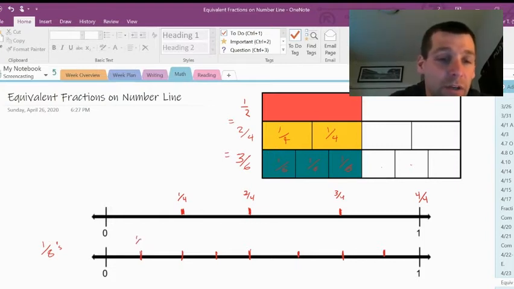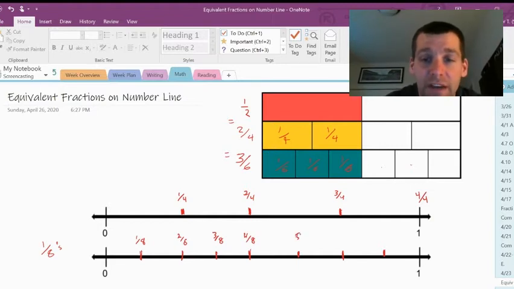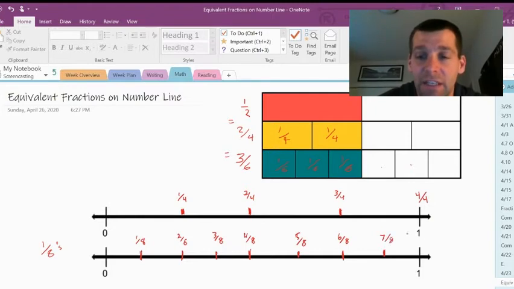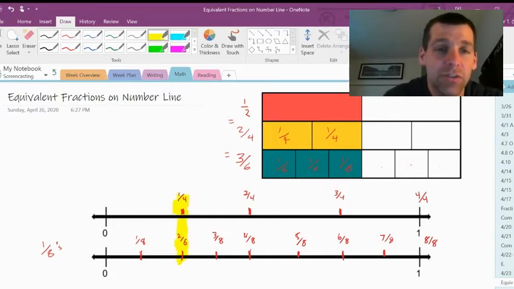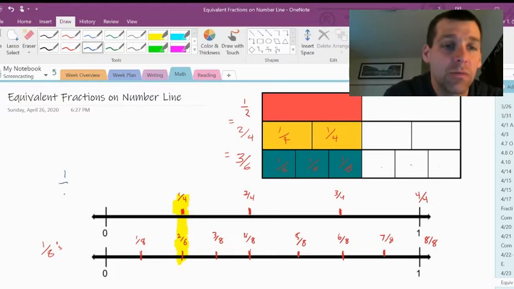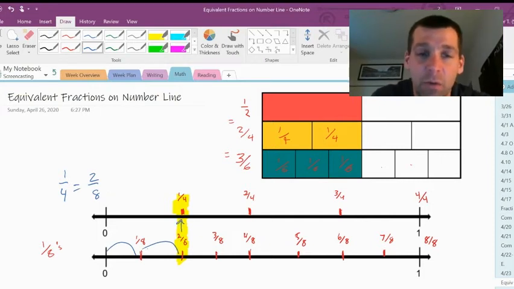Here, I can go forward and go, this is 1/8, this is 2/8, 3/8, 4/8, 5/8, 6/8, 7/8, and finally 8/8. Okay. On this number line, what I can see is that there are a number of fractions that are equal or equivalent. Here, these are at the same exact spot on the number line. 1/4 is equal to 2/8. If I take two of these pieces together and put them together, they're going to be equal to the same amount of space taken up by 1/4.